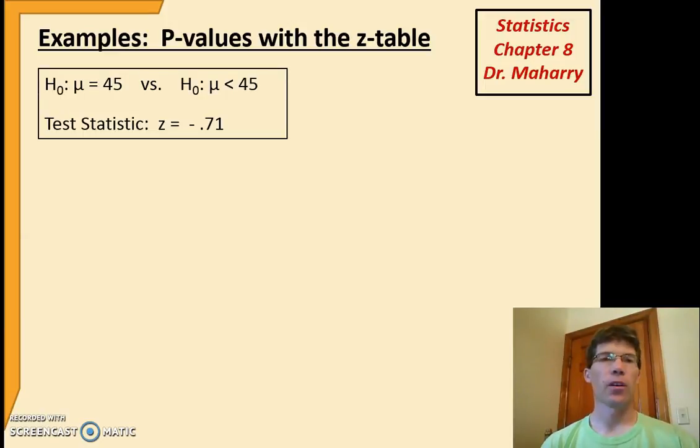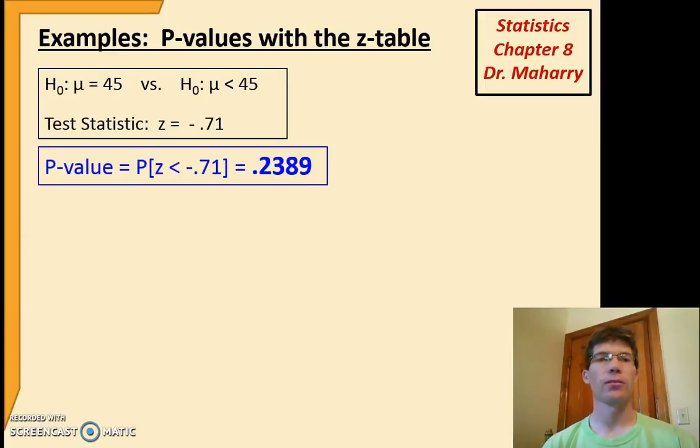Another example, suppose we had a lower tail test. Mu is 45 versus less than 45. And here, suppose our calculated test statistic was negative 0.71. So this is a lower tail test, so I'm looking for less than negative 0.71. If I look that up in the table, I get 2389. So I'm finding that test statistic and looking it up in the table.